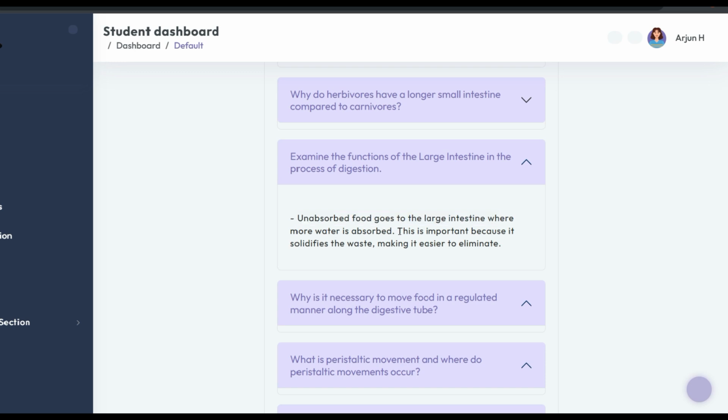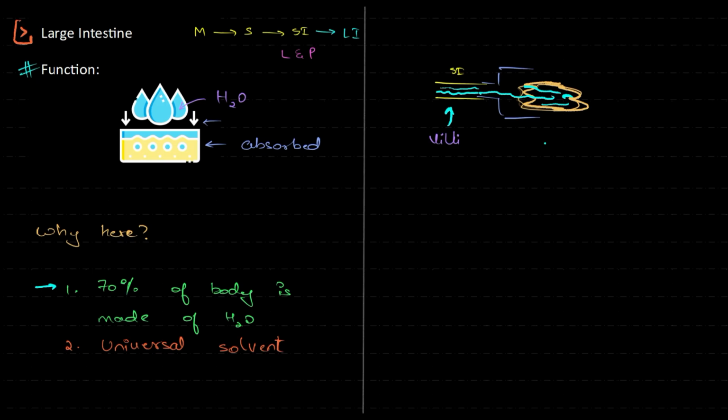This is important because it solidifies the waste, making it easier for us to eliminate. So basically it is too watery, and what happens? Yes, this gets solidified. If you have loose motion and stuff, you guys know what it means. Watery based poop. So it becomes solid and solid. Basically, it absorbs a lot of water.